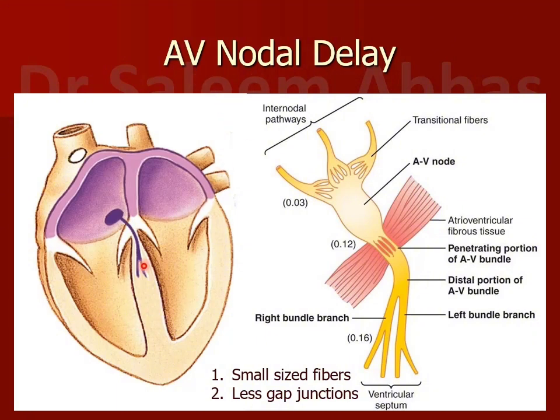And this total delay is about 0.13 second, and it is because of the small sized fibers in the AV node and the fewer gap junctions, because of which the impulse slows down here. It doesn't go into the ventricles rapidly, so the atria are depolarized first, so that they have time to contract ahead of the ventricles, so that the proper filling of the ventricles takes place.